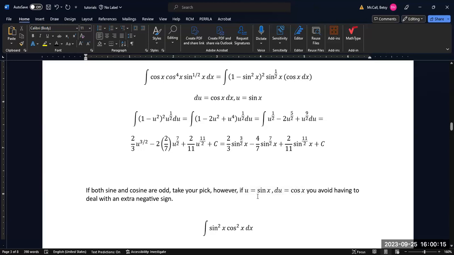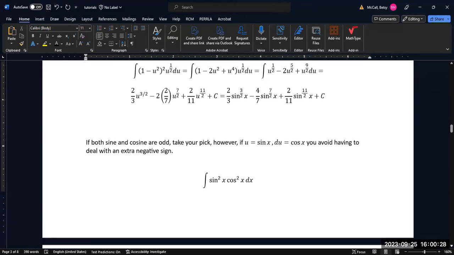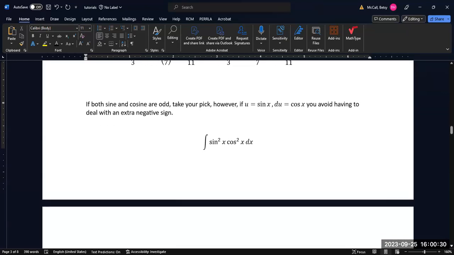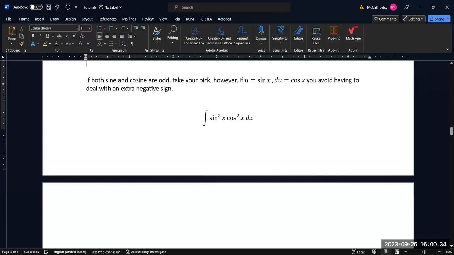Now, personally, I would recommend that you use the odd cosine rule because it avoids that extra negative sign, but you will, again, still get an algebraically equivalent expression if you follow all of the rules correctly. Now, let's look at this situation where we have even sine and cosine. So this is our third scenario.